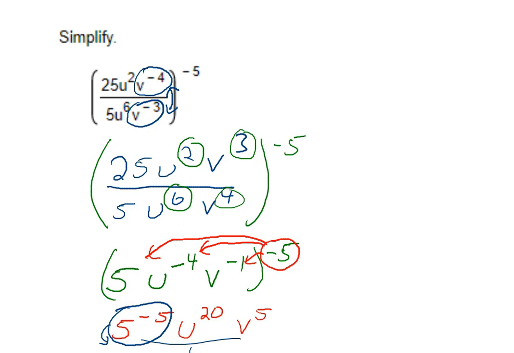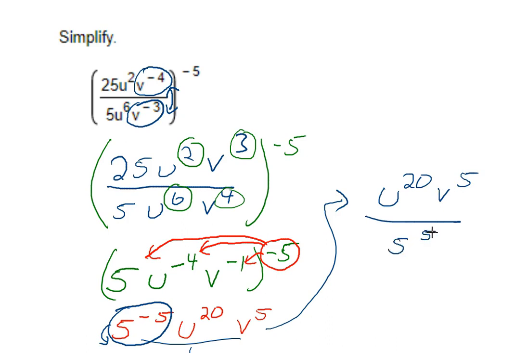So again, think of this as a fraction. Think of it as over 1. And what we're going to end up getting, the u will stay on top because it already has a positive exponent. V will stay on top for the same reason. And on the bottom, we'll get 5 to the 5th power. Now, at some point, as the exponents get bigger and bigger, like they have been, it stops making sense to multiply it out because the numbers get so massive that it's just simpler to leave it in exponent form.